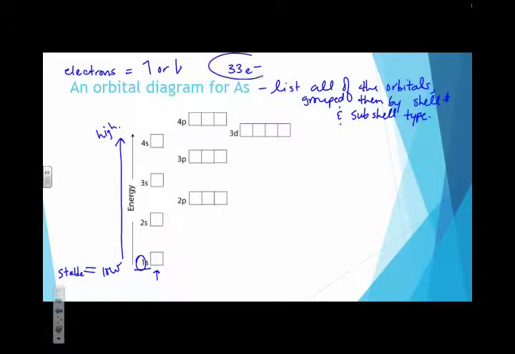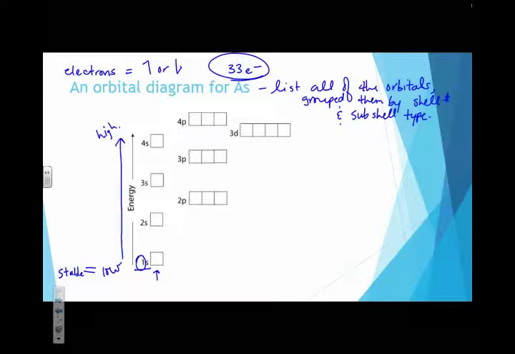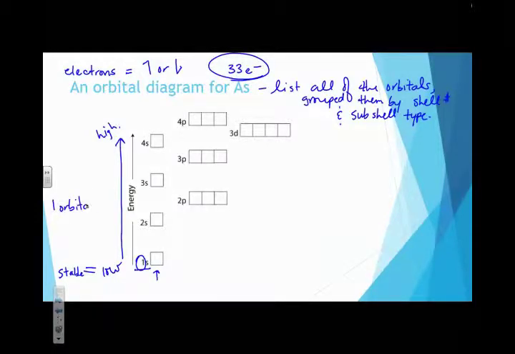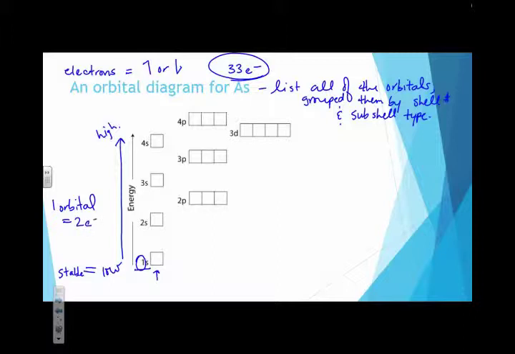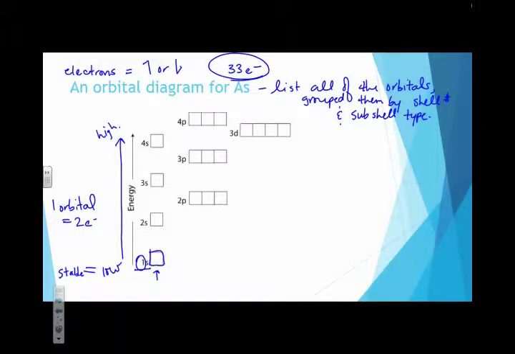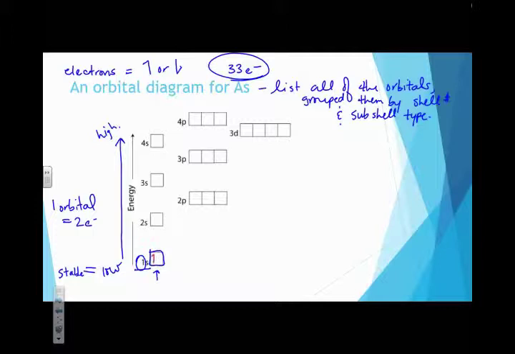So now we're just going to think about this as we have 33 electrons and we have boxes to put them in. We know that one orbital can take only 2 electrons. So for the 1s, I've got my orbital right here, and it can take 2 electrons. One with spin up, one with spin down. That takes care of 2 electrons. That orbital is now full.